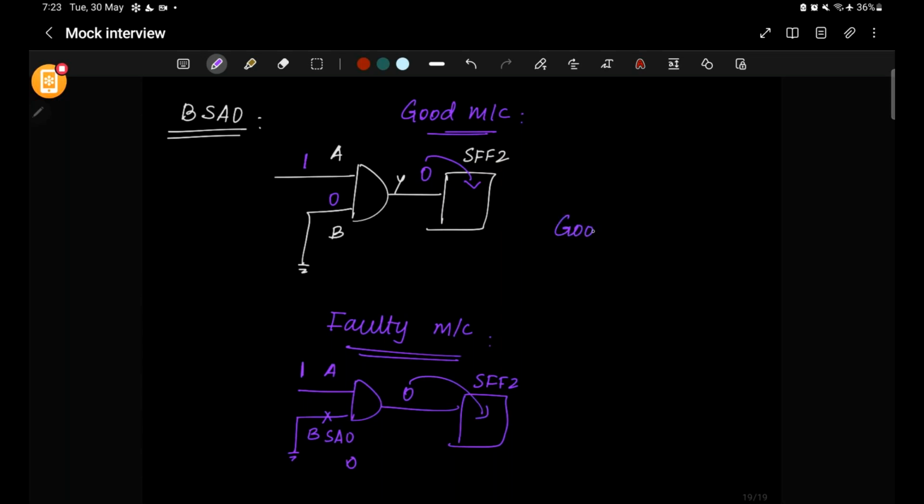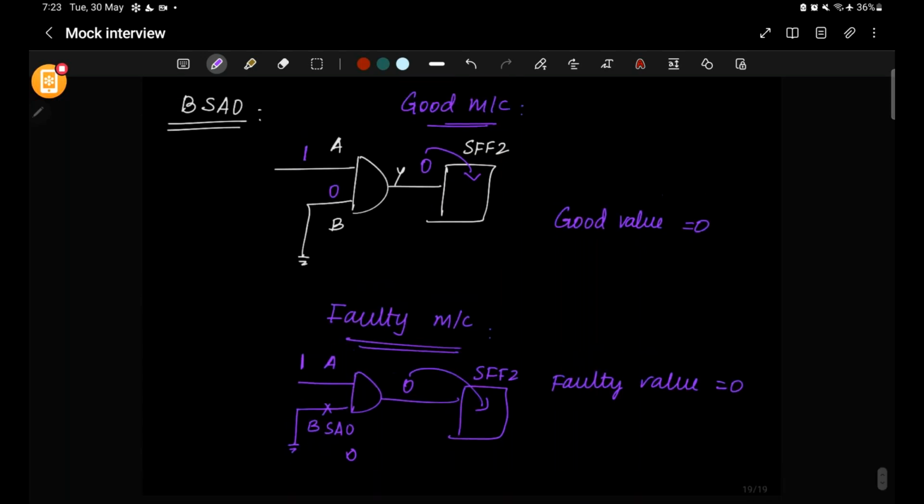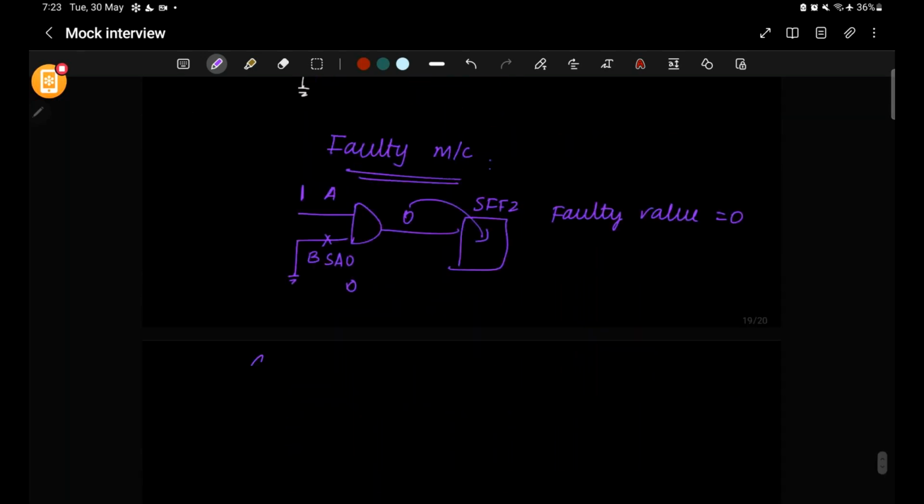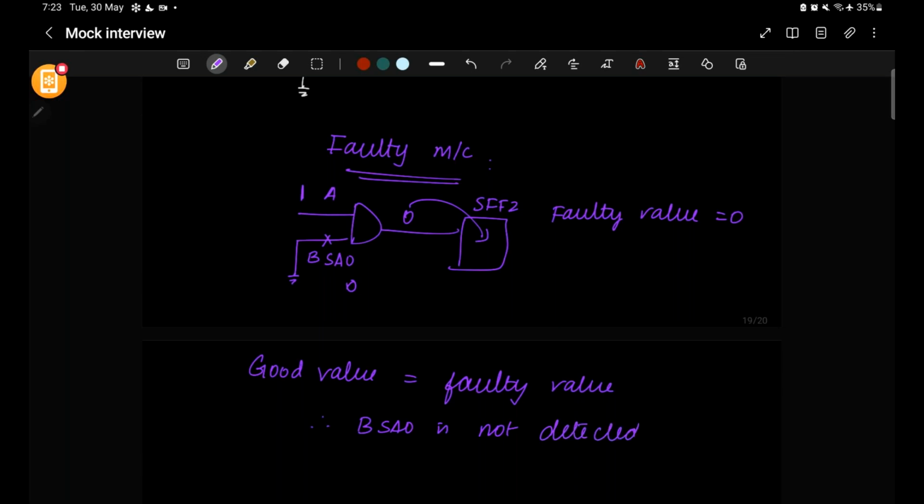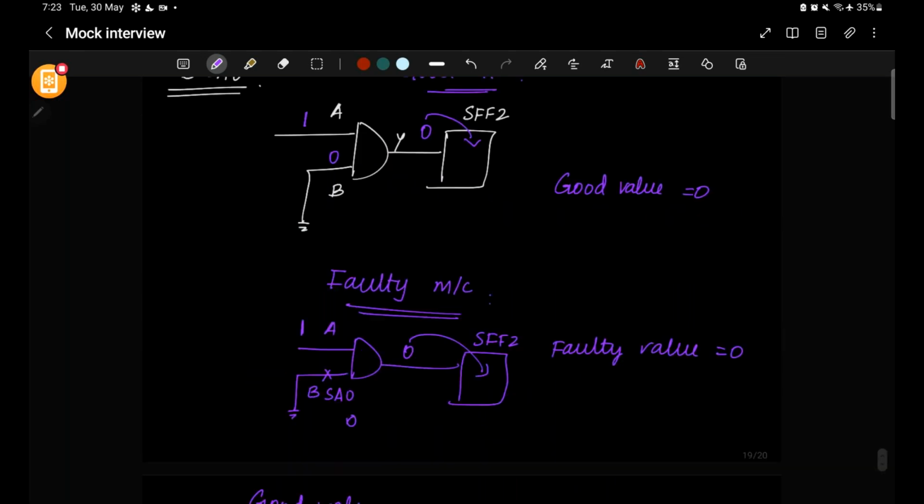So the good value is 0. The faulty value is 0. So the good value is the same as the faulty value, so the fault is not getting detected. Therefore, B stuck at 0 is not detected.